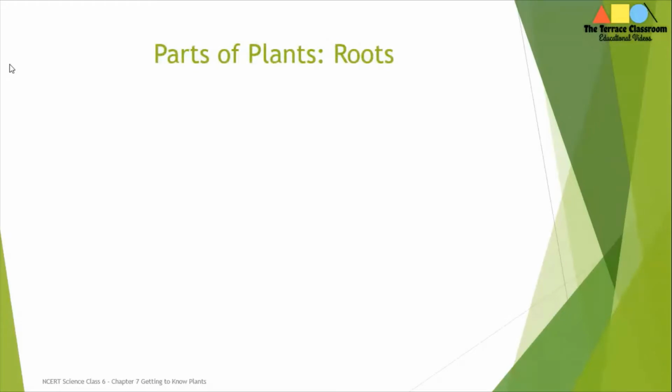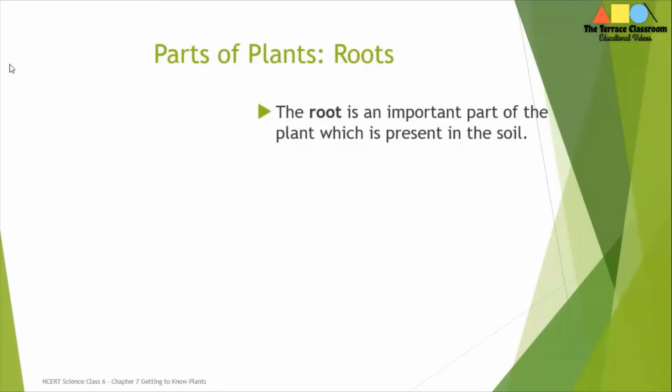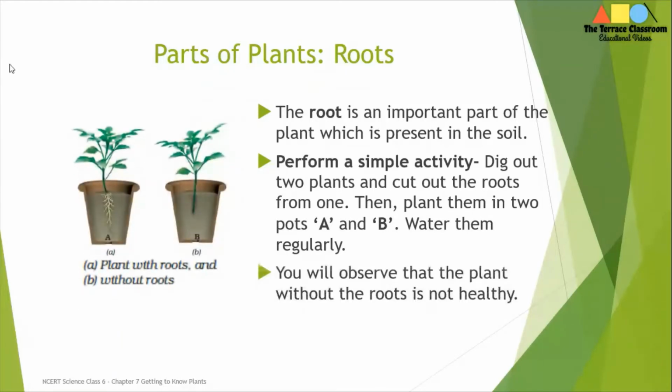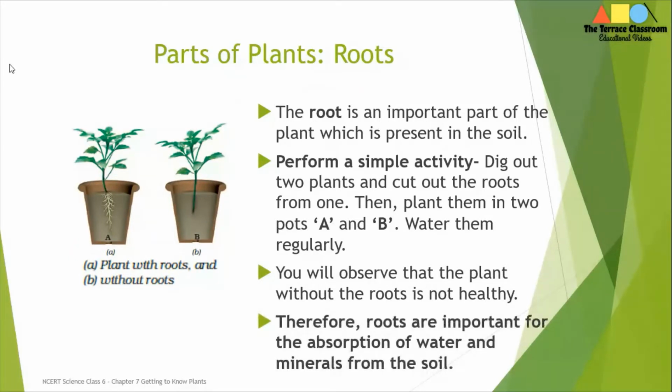Parts of plants: roots. The root is an important part of the plant which is present in the soil. Perform a simple activity. Take 2 plants and cut out the roots from one. Then plant them in 2 pots, A and B. Water them regularly. You will observe that the plant without the roots is not healthy. Therefore, roots are important for the absorption of water and minerals from the soil.